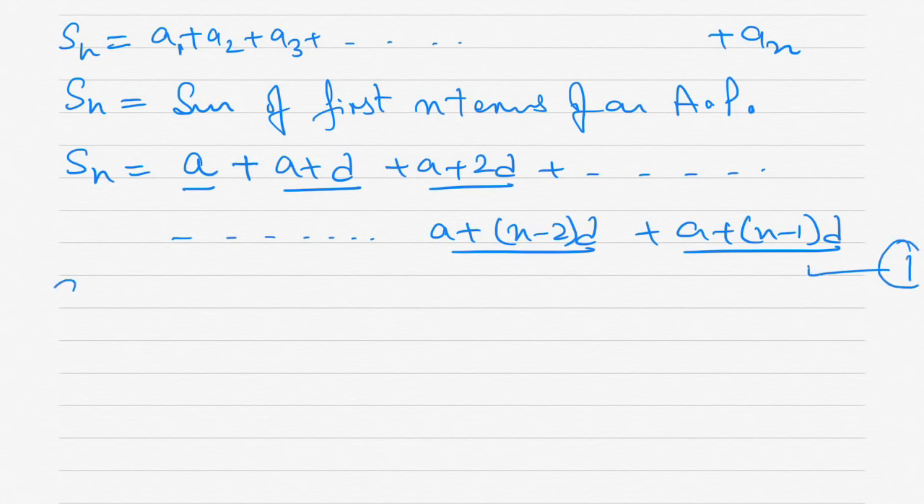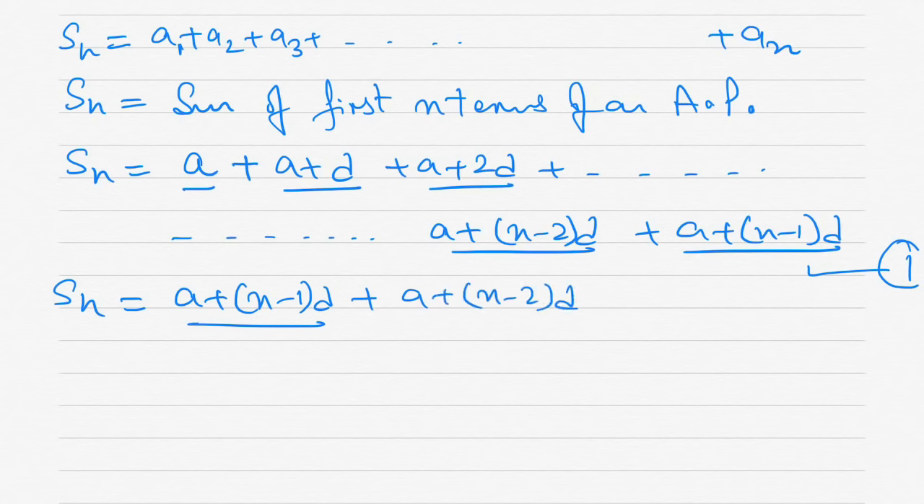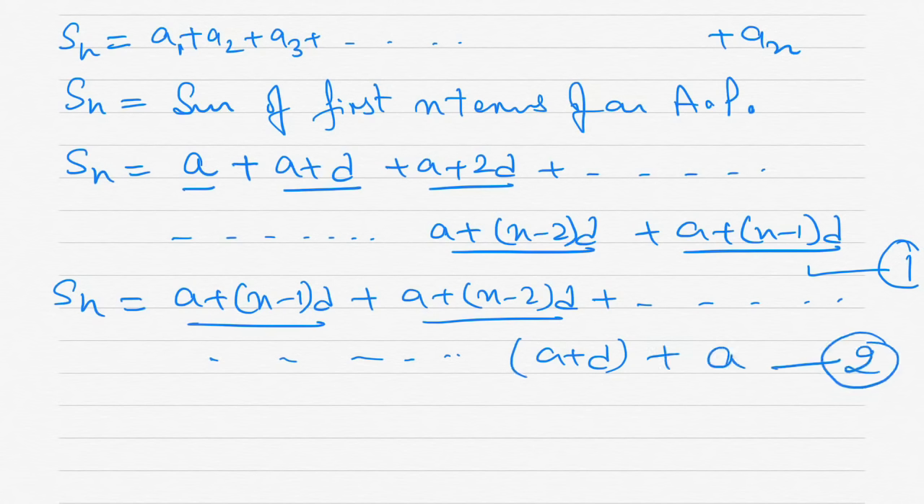Now if I rewrite Sn with the same terms but in reverse order, my last term will become the first term, which is A plus n minus 1 into D. This is the first term. A plus n minus 2 into D, the second last term, will become the second term, plus continuing in the same manner A plus D plus A as the last term. This is equation number 2. Now Sn in equation 1 and Sn in equation 2 are exactly the same.